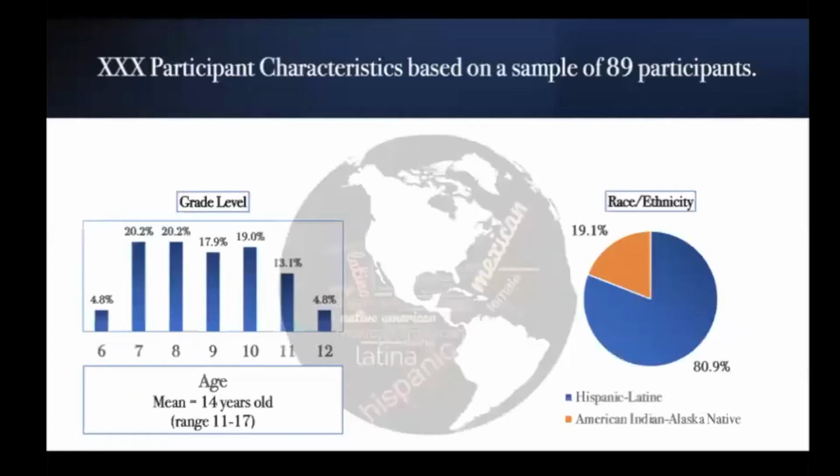We're talking about describing the population, or who do we serve, how many. I worked with a nonprofit that served young people. I described the grade levels. The students were from grades 6 through 12. The average age was 14, with a range from 11 to 17. 80.9% were Hispanic or Latina. 19.1% were American Indian, Alaska Native.